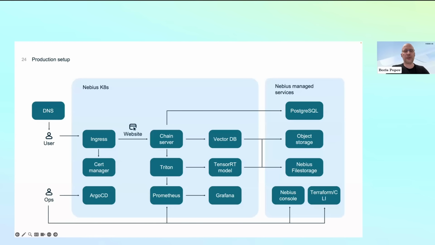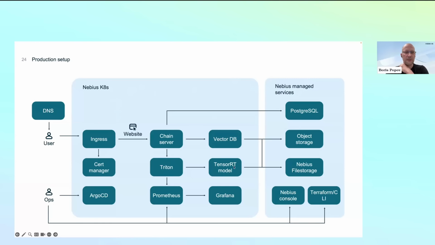We've taken the original example, which was just the Docker Compose, and we've made it into something that's a little bit more production ready. And this is what it can look like when hosted on Nebius AI. So we're hosting on a Kubernetes platform, and we're using a number of Nebius managed services at the back. So first, in the Kubernetes, we have the same thing. We have chain server, we have Triton with TensorRT, but these are now highly available, so I can scale these and replicate this to multiple instances.